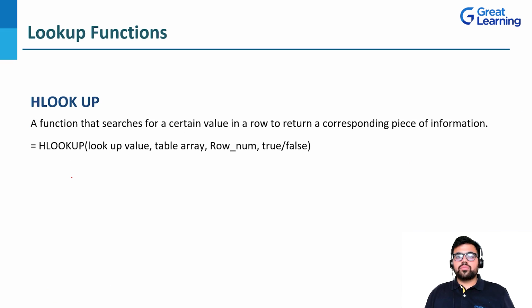Next, we'll talk about HLOOKUP. Similar to VLOOKUP, HLOOKUP is the same, except instead of columns it searches rows. The rest remains the same. It looks for a certain value in a row and returns a corresponding piece of information, and the syntax also remains the same, but instead of V we have H over here. And in VLOOKUP we searched columns, while in HLOOKUP we look at horizontal rows, so the column index is replaced by a row index. Let's look at an example in Microsoft Excel and know more about it.